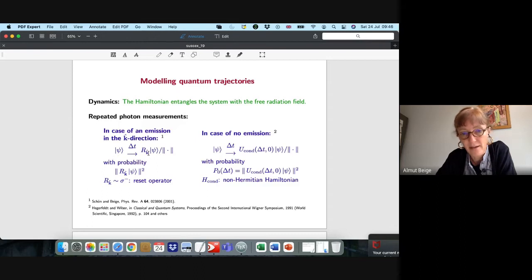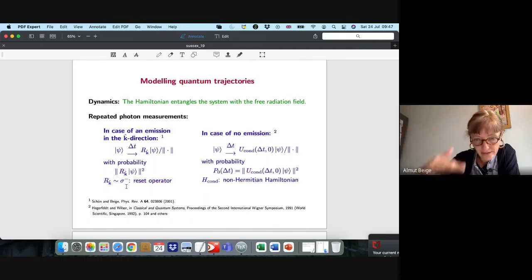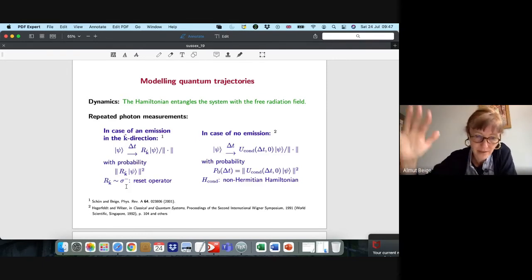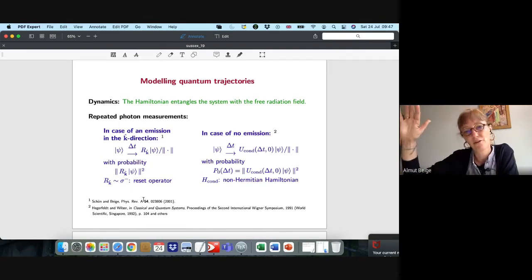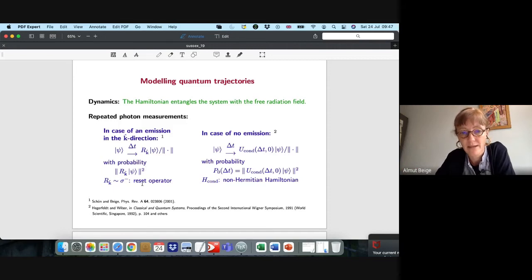And then you can calculate, if you detect a photon in a certain direction, how the state of the atom changes. That's normally described by a reset operator, which is essentially the operator that lowers the excitation in the atom. So if you detect a photon, then that energy is no longer in the atom, and the atom has gone into the ground state. And just by assuming that the environment measures, you can calculate the right probabilities for an atom to emit a photon, and you can reproduce this behavior.